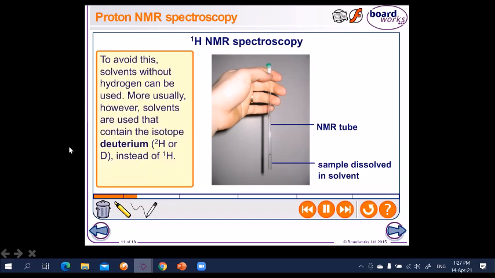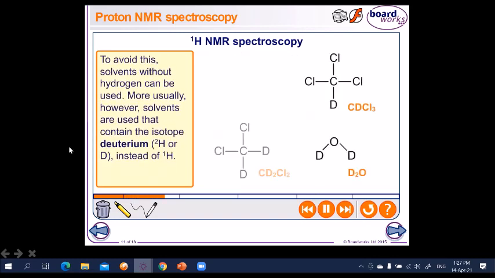To avoid this, solvents without hydrogen can be used. Now, this is the stuff that is in the reading in your textbook, and it's not something that you really need to know. It could be a multiple choice Paper 1 question, but really you are not responsible for the specific details of how the NMR machine works. This is just some background info for you, more of a for-your-information section.